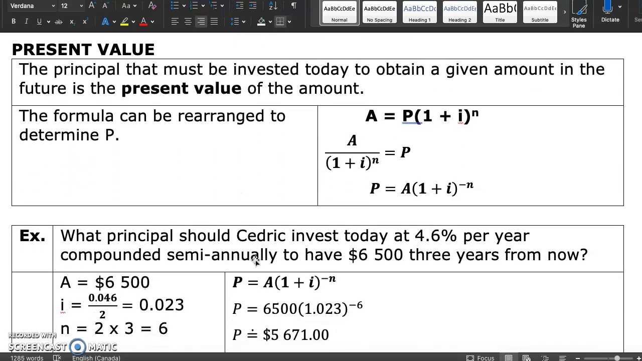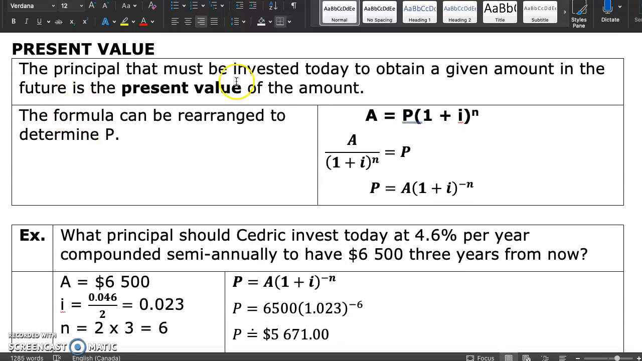So let's take a look at present value. And the principal that must be invested today to obtain a given amount in the future is called the present value. So what amount needs to be invested now to earn a desired amount in the future? And all that this formula is a rearrangement. They've called the investment, the principal, the present value, because that's what it is when you start. That's the value now. And the future value is what it will become at the end of the investment. So I don't like that they treat this like it's a separate concept. It's really just a compound interest formula rearranged. You will see maybe in the future that present value is another name for principal and future value is the amount. Just be aware of that.